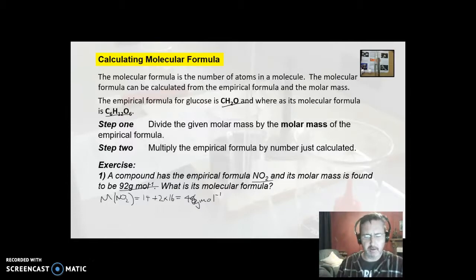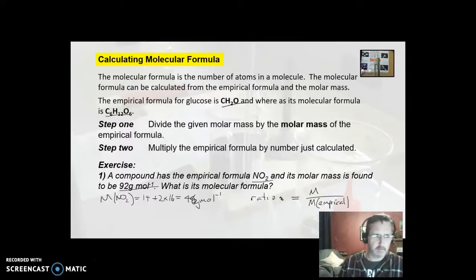All I do to get the ratio is take the molar mass that's been given to me and divide it by the molar mass of the empirical formula. In this case, the ratio is going to equal the molar mass that's been given to me, which is the total molar mass of the molecule. I know what it is, it's 92 grams per mole. I'm going to divide it by the molar mass I just calculated, 46.